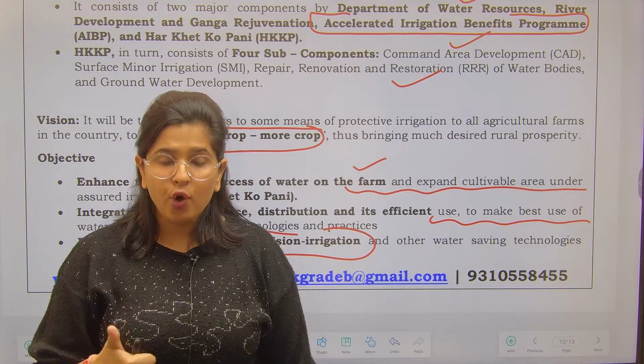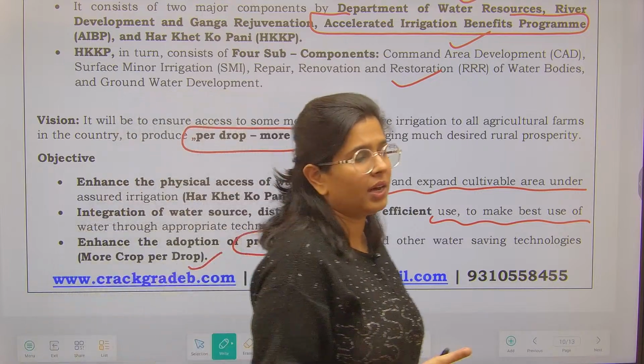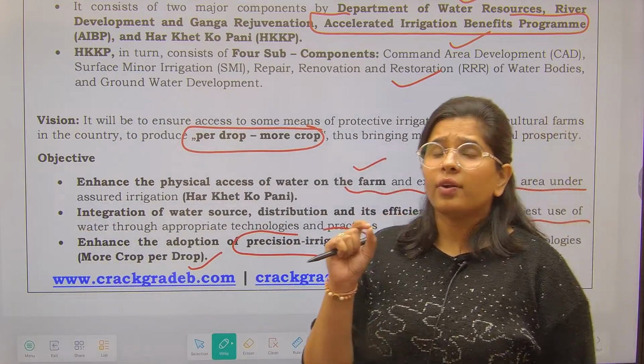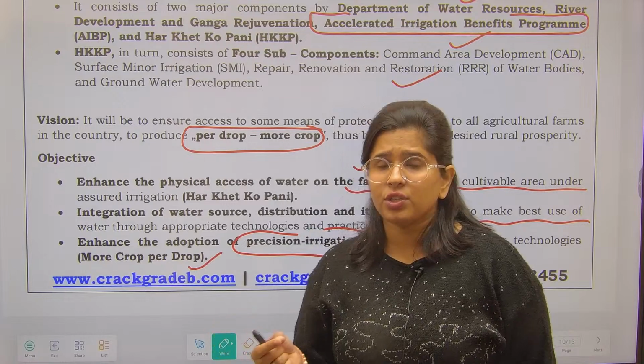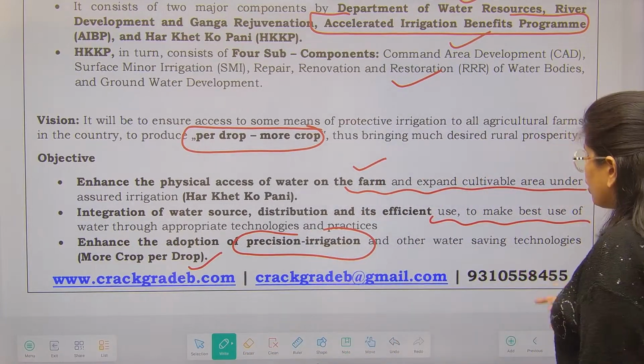There is also a more precise format, for example, root related irrigation. So there are so many things. Also, they are called the minor irrigation techniques.